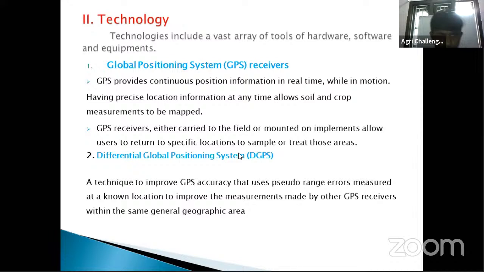Then differential global positioning system, DGPS, a technique to improve GPS accuracy that uses pseudo range errors. Sometimes there is a pseudo range error. To overcome and rectify that, there is another mechanism, DGPS, a technique to improve GPS accuracy that uses pseudo range errors measured at a known location to improve the measurements made by other GPS receivers within the same general geographic area. That is DGPS.